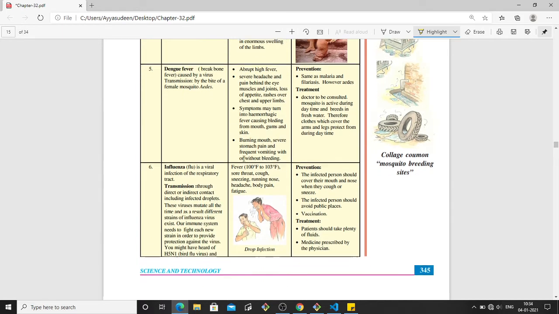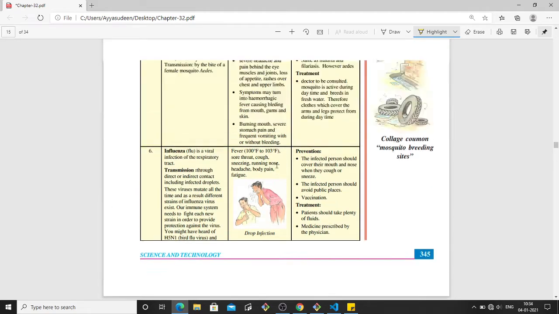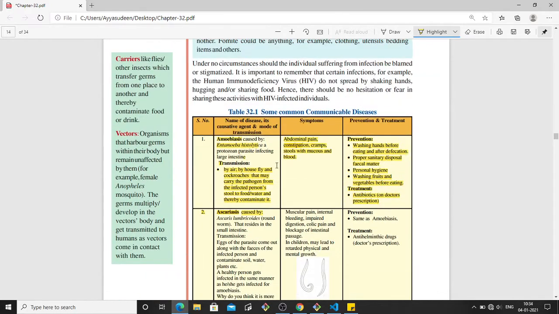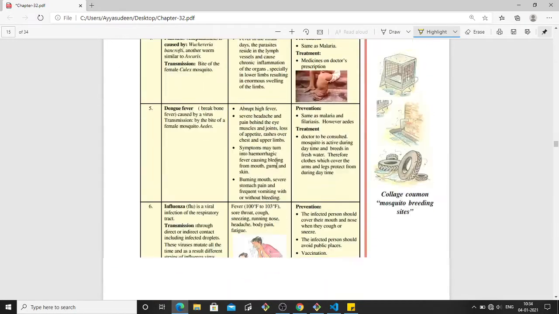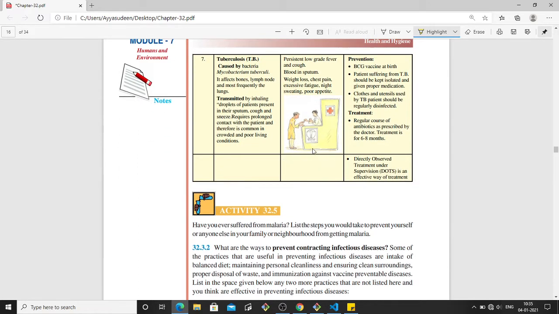So you can see they have given multiple communicable diseases and the causes, symptoms, prevention and treatment, everything they have given in this table. It is very important. In the exam, it will come, so you have to read it. Okay, read it multiple times and understand it, inshallah.